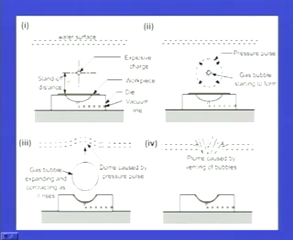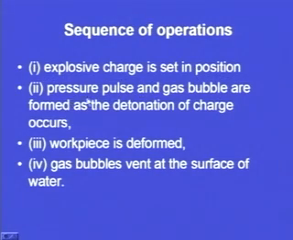So, this is the standoff distance. The explosive charge has been placed at a distance, and then when it is exploded, a pressure pulse is generated. The pressure pulse and gas bubble are formed as the detonation of the charge occurs. Then the workpiece is deformed. We have seen that the workpiece was straight, under the impingement of the pressure pulse it deforms. Then the gas bubbles vent at the surface of the water.